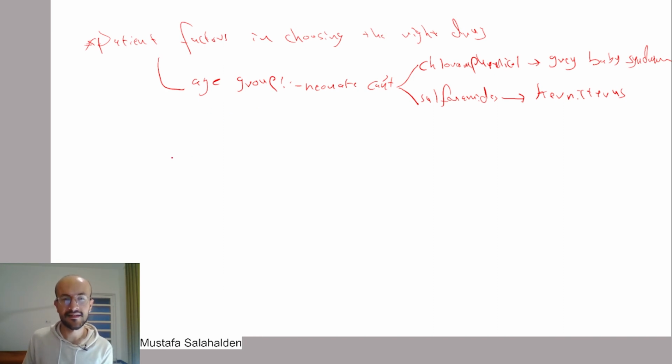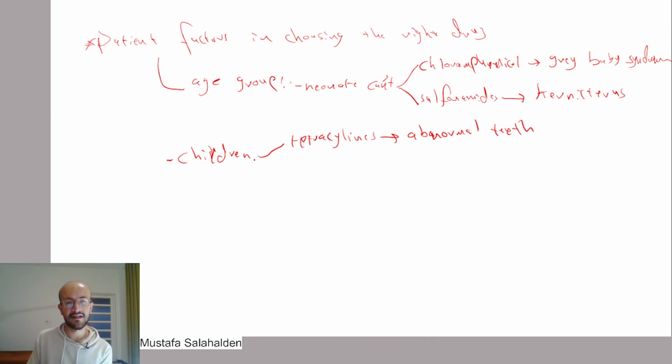Another example is that in the children age group, you can't give tetracycline because it causes abnormal teeth formation in children, and you also can't give children fluoroquinolones, because fluoroquinolones cause the child to have articular damage.